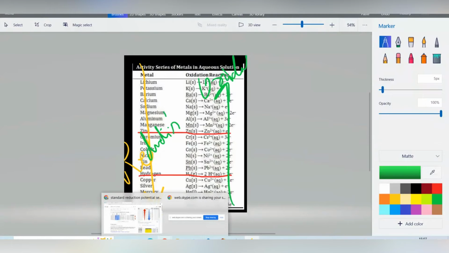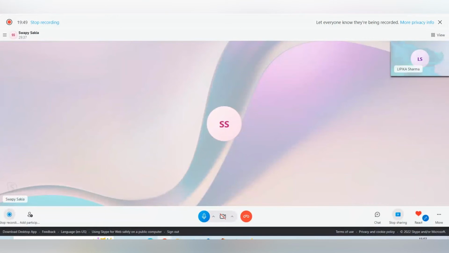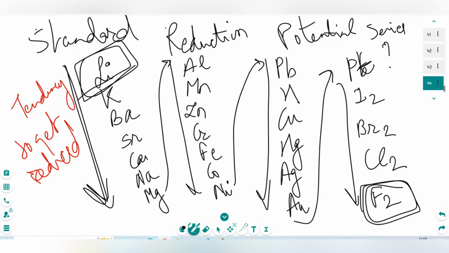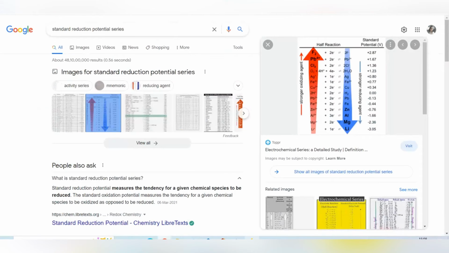Shall we move? Let's do one example so you get more clarity on this. Why are we discussing so much on this? Why is ma'am telling so much I have to learn? According to this, which is the best reducing agent? Lithium. And which is the best oxidizing agent? Fluorine. Great. So now let us begin. You can note down the series, or take a screenshot, or I will send it.